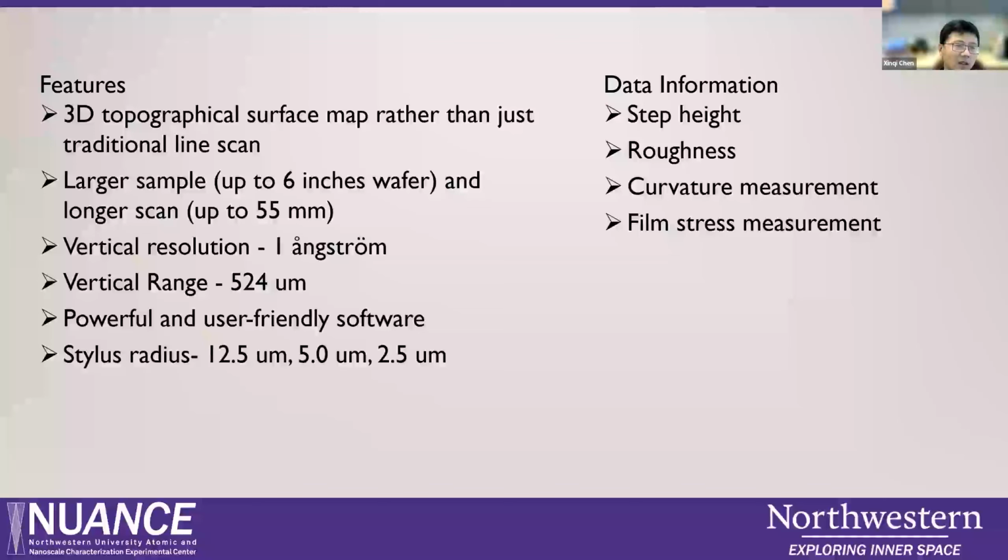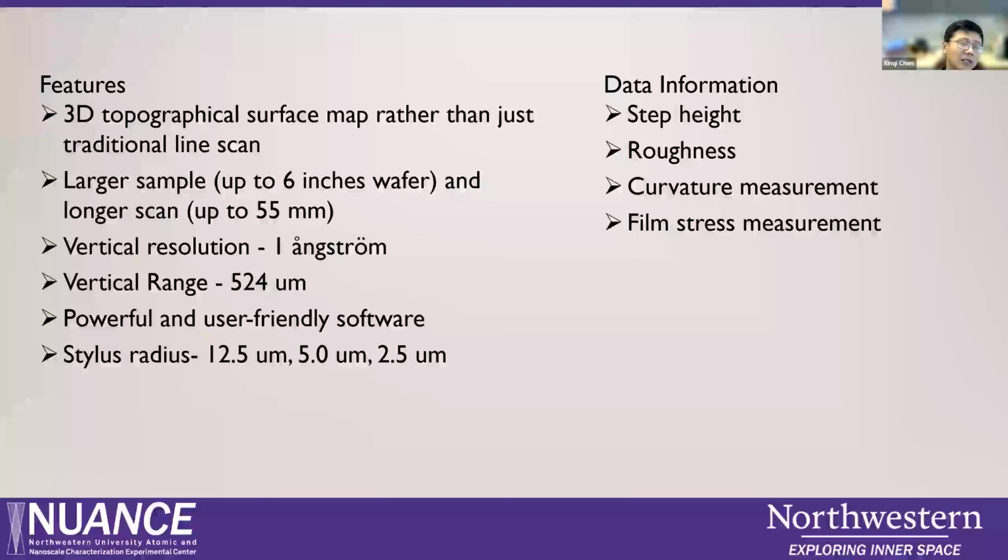And this vertical scan range is really a big advantage if you have a big sample roughness or some big step like 100 micron, 200 micron. This one can go up to 500 micron. Of course, you can use AFM, and optical cannot do this. With the stylus you can, because of the very big vertical range. So that is very easy and user-friendly.